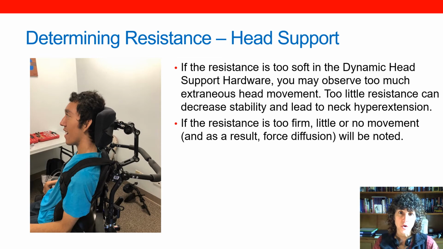So how do we determine which elastomers to use? Well, if the resistance is too soft, the dynamic head support hardware will not return to upright as readily, and you might notice that the client does not have enough stability from the head pad, and perhaps they're assuming neck hyperextension. If the resistance is too firm, then the client may not be able to move the head support at all, and as a result there will not be very much force diffusion.